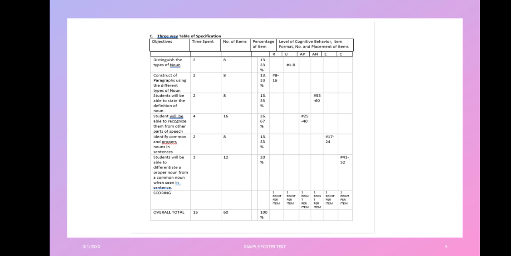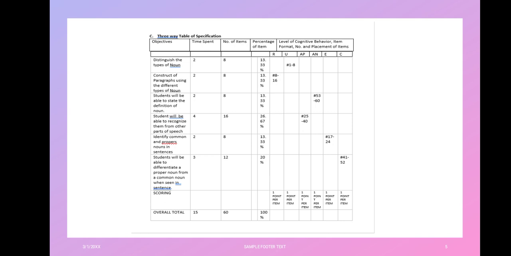So, let us go to the revised Bloom's taxonomy. In each objective, we look at the level of cognitive behavior that should fit the objective. In objective number 1, distinguish the types of nouns, it falls under understanding. So, number 1 to 8. So, 8 items.